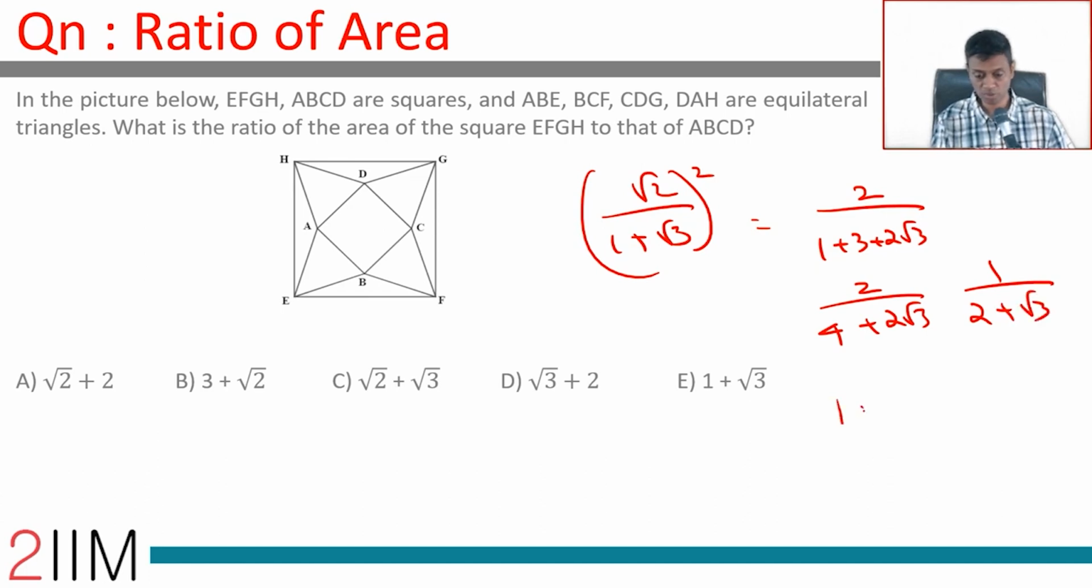Ratio is going to be 1:2 plus root 3. Ratio of the area of square EFGH to that of ABCD, 1:2 plus root 3. We all know what we are talking about.